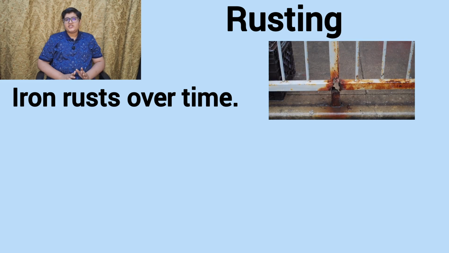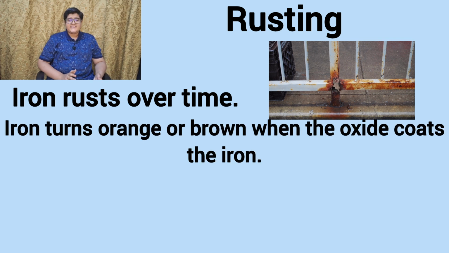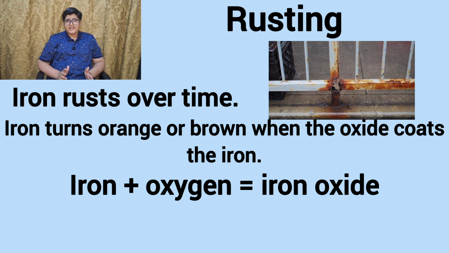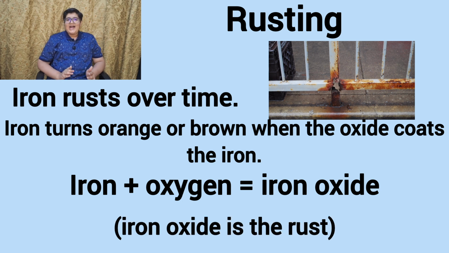Another very famous reaction of oxygen with metal is rusting. Iron, which is a metal, rusts. When iron combines with oxygen, it rusts. For example, you have seen railings of different buildings. Those railings turn orange or brown over time. This is because they rust. So basically when iron reacts with oxygen, it becomes rust. And the equation is iron plus oxygen gives iron oxide. Iron oxide is basically the rust which is formed.